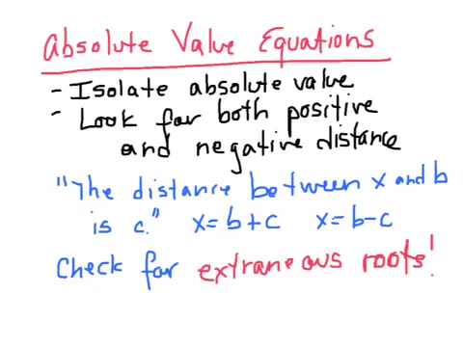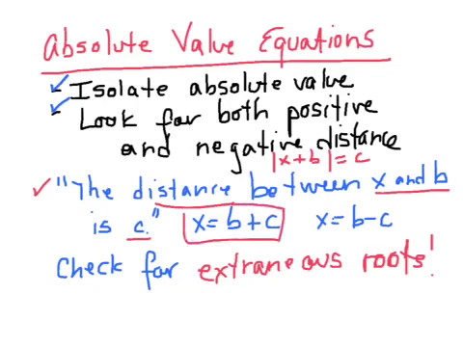So when you're solving absolute value equations, there are a few things you want to look for. First of all, you want to isolate your absolute value by itself on one side of the equal sign. And then you want to look for both the positive and negative distance on the number line when solving. So if you get your absolute value equation into this form, the absolute value of x plus b equals c, you can think of this as the distance between x and b is c. Therefore, x has to equal b plus c, and x has to equal b minus c. And then once you've solved these two equations, make sure you check for extraneous roots.